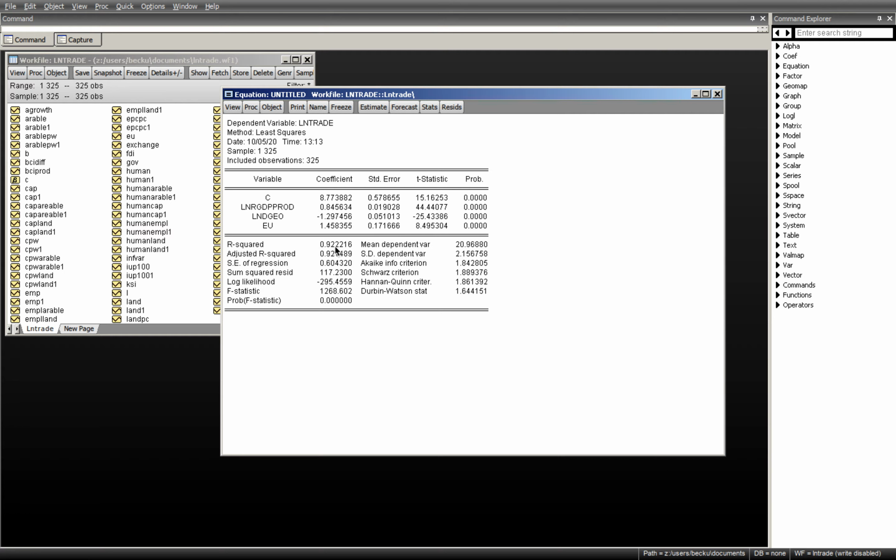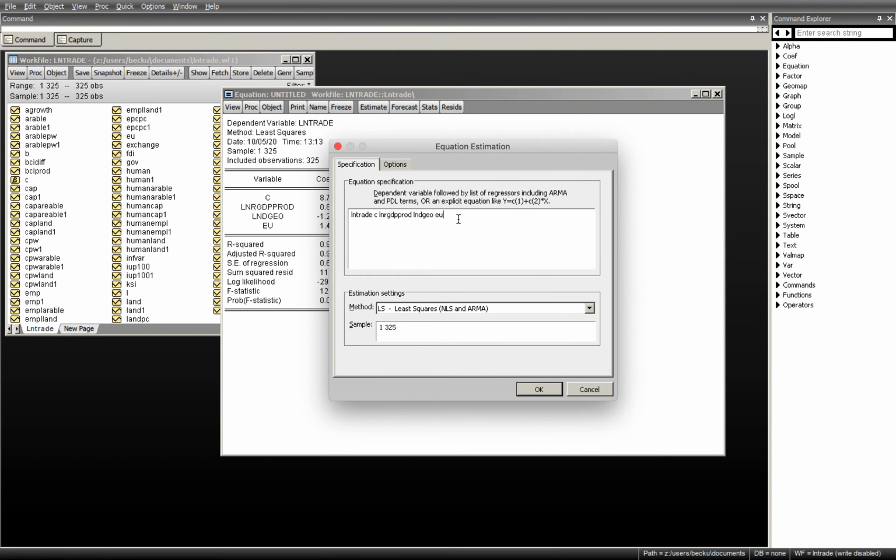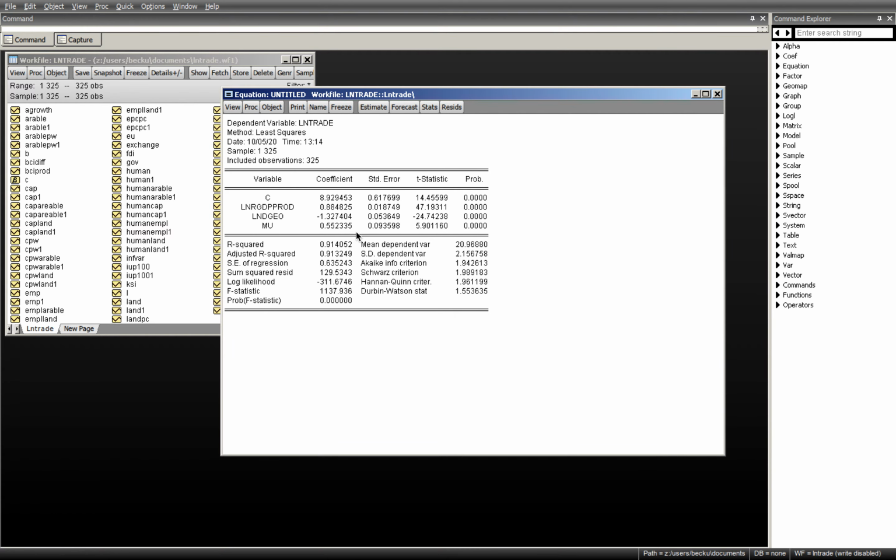And you can also see that the point estimates, so the coefficients on real GDP product and ln distance, have dropped, which is of course expected. Okay, now what about monetary union? Again, we get a similar result. So having been in a monetary union is associated with higher trade.